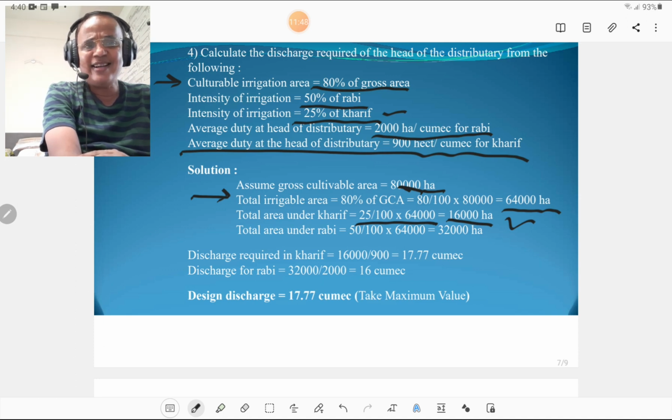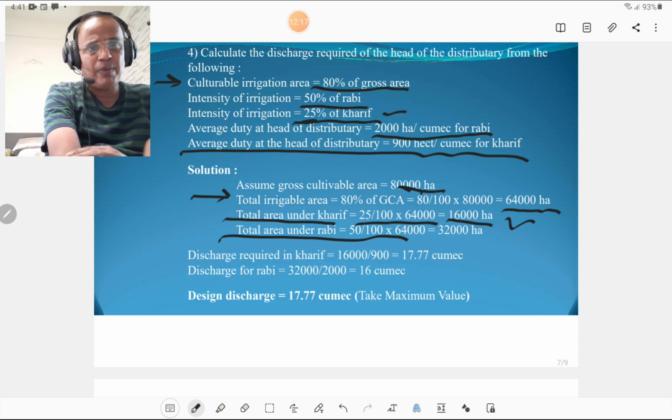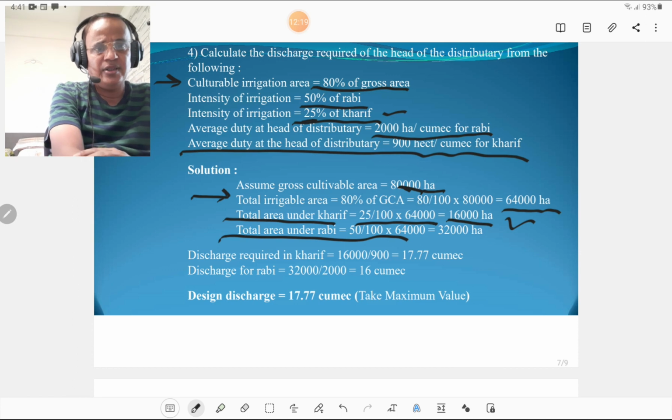Total area under Rabi is given as 50%. Total area under the Kharif is 25%, not 50%. So 25% of 64,000 is 16,000 hectare, and for Rabi that is 50%. So 50 divided by 100 into 64,000, that is 32,000. That is, half of the total irrigable area is under Rabi.